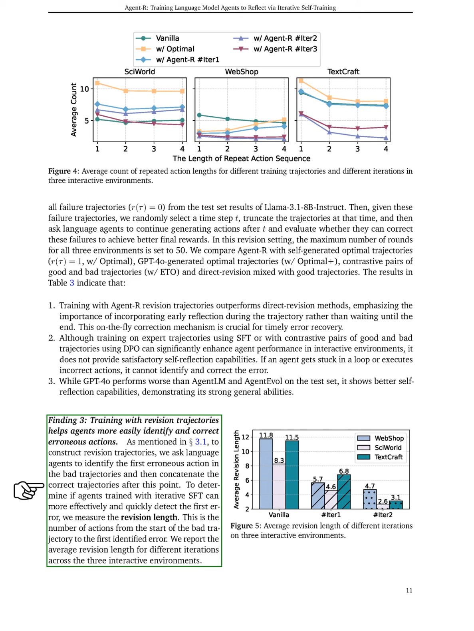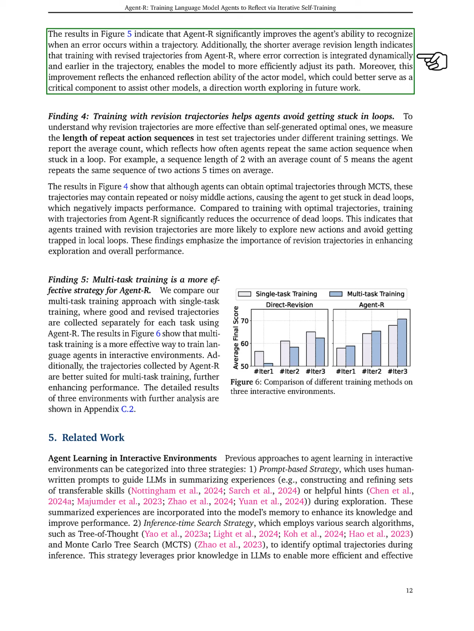To assess whether agents trained with iterative supervised fine-tuning, SFT, can quickly find the first error, we measure the revision length, which is the number of actions from the start of the flawed trajectory to the first mistake. Our results show that Agent R significantly enhances the agent's ability to recognize errors, as indicated by a shorter average revision length. This suggests that integrating error correction earlier in the trajectory allows the model to adjust its actions more efficiently. Furthermore, this improvement reflects the actor model's enhanced ability to reflect, which could be beneficial for assisting other models in future research.